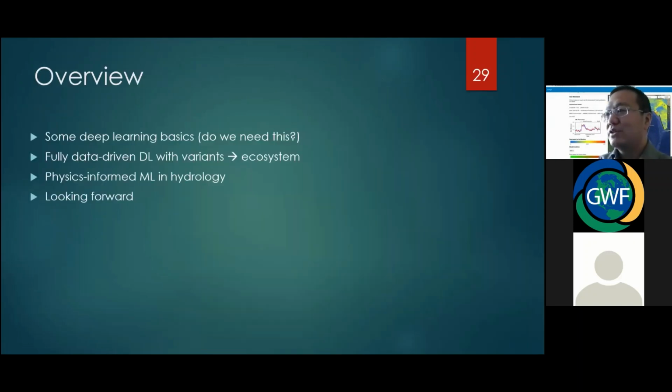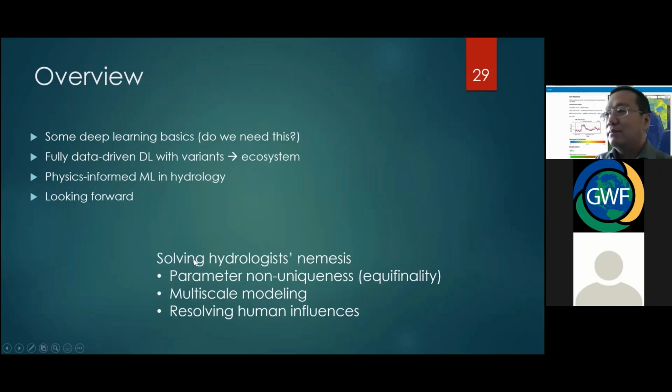And this is under review right now. We think that machine learning is able to solve some of the hydrologists' nemeses, including parameter non-uniqueness that leads to equifinality issues. It can solve multiscale modeling. We've just demonstrated multiscale modeling. There are some other contexts where this is important, and it can resolve human influences, including the dams, right? So you don't have to specify every rule set for how a reservoir operates. In fact, for thousands of dams, you can't do that. But with machine learning, there's a simple and uniform solution to that problem.